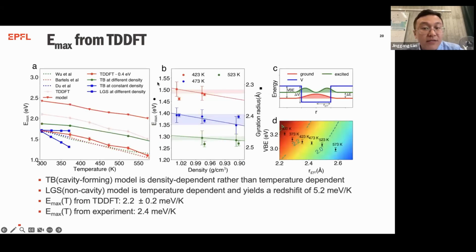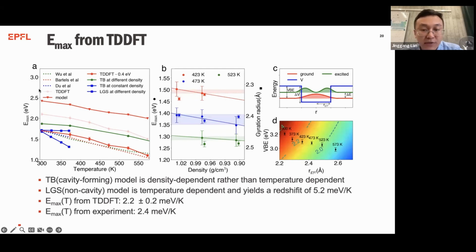To shed light on the temperature dependence of the absorption maximum, we carry out TDDFT calculations, and the experimental curves are plotted as the dashed red and dashed green lines, and the same color in figure A indicates the same thermodynamic condition as I mentioned previously. The TB model, as plotted in the green line, can capture the redshift of the absorption maximum. However, this is not due to the temperature effect. The observed redshift is essentially due to the change of water density. And when the density is kept fixed, as one can see in this blue curve, it remains constant.